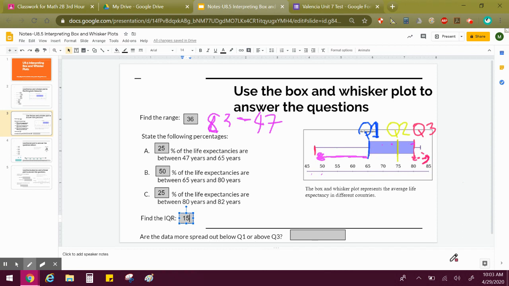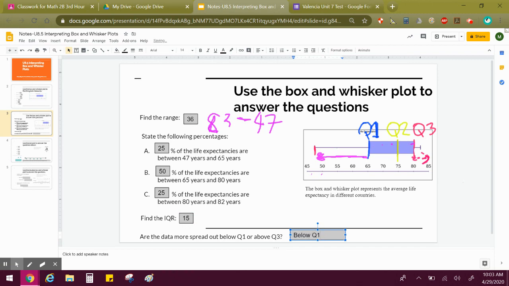Okay, so is the data more spread out above Q3 or below Q1? Well, above Q3, it goes from 80 to about 82, 83. So that only covers about 2 to 3 years. Below Q1, it goes from 47 all the way up to 65. That covers almost 20 years. Definitely more spread out below Q1.